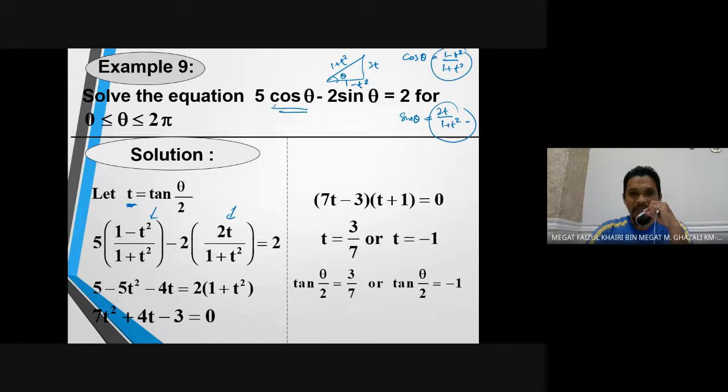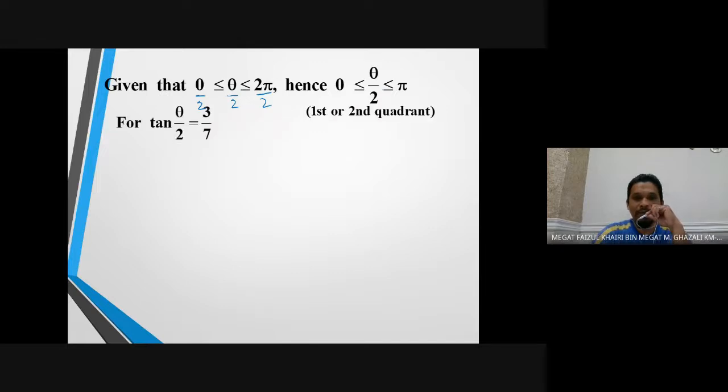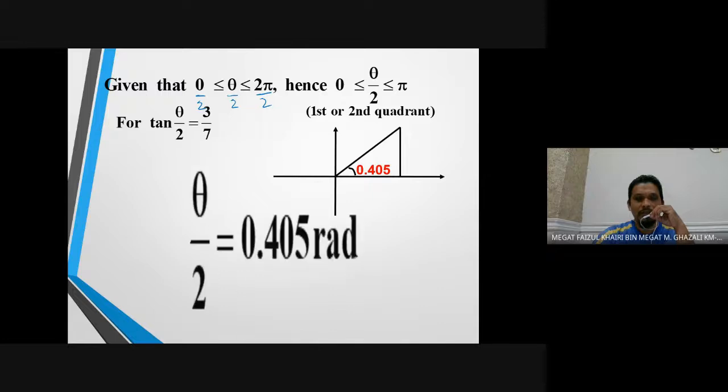Okay, whoever has time. So given theta equal to 0 until 2 pi, so divide by 2, divide by 2 and divide by 2, it gives you theta over 2 equal to 0 until pi. So in the first or second quadrant. Okay. So tangent theta over 2 equals 3 over 7.